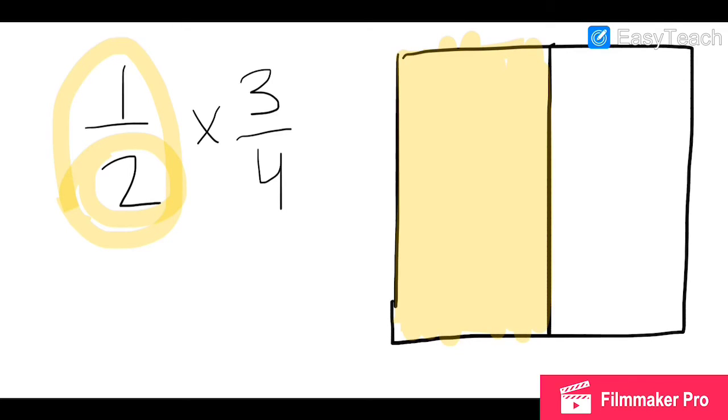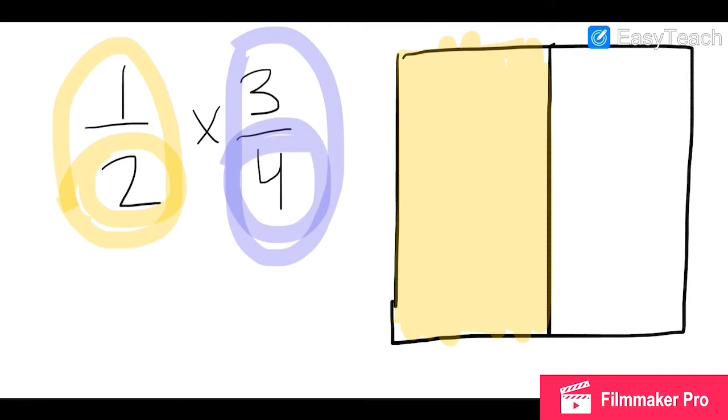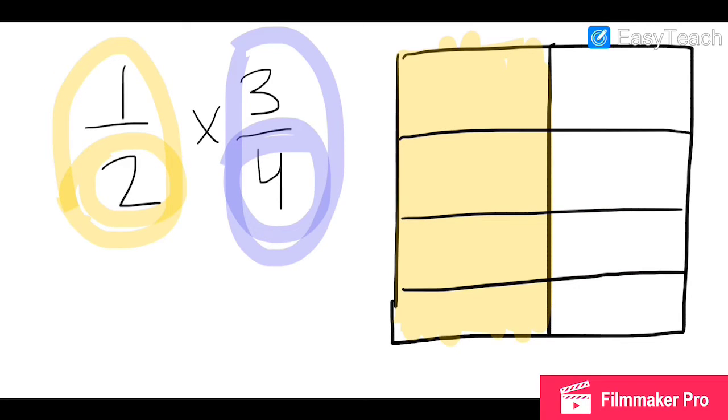Now I can begin focusing on 3/4. Again, I need to split this based on the denominator. So that's into fourths. I'm going to do the fourths going horizontally. 1, 2, 3, and 4. Now I have 4 pieces. Here's a piece, here's a piece, here's a piece, and here's a piece.